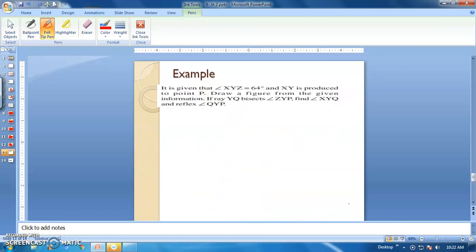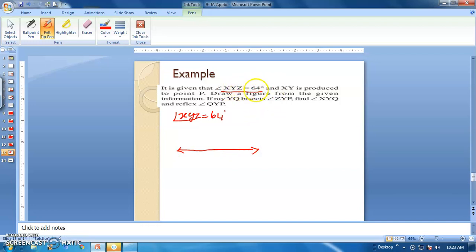Right. Look at the next example. It is given that angle XYZ equal to 64 degree and XY is produced to a point P. So draw a figure from the given information. Okay, first they are asking to draw the diagram for the given information. Okay, so now I'm going to draw a line here. Let us take this as a line.